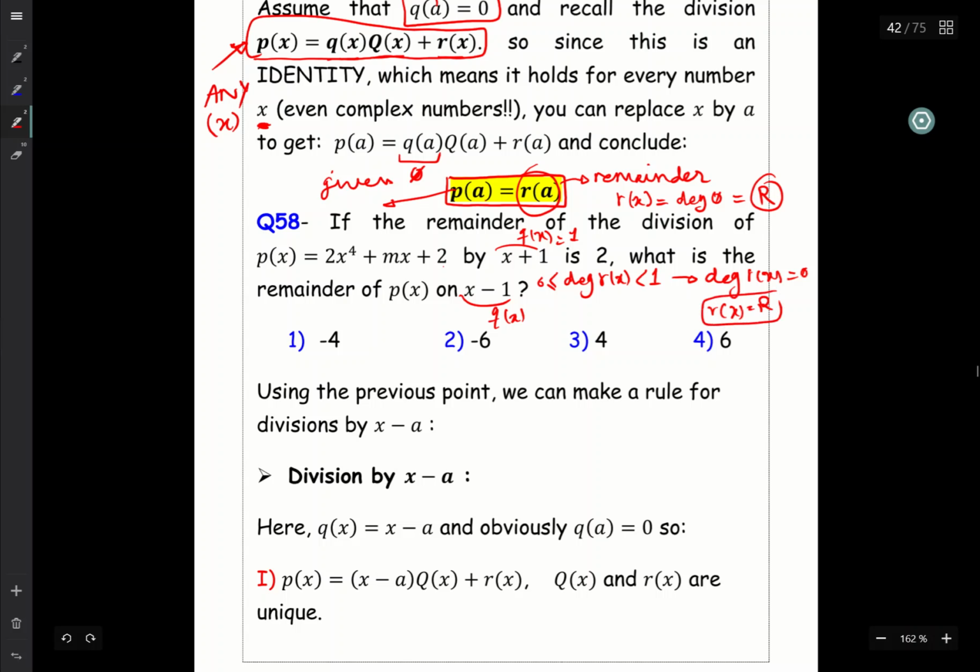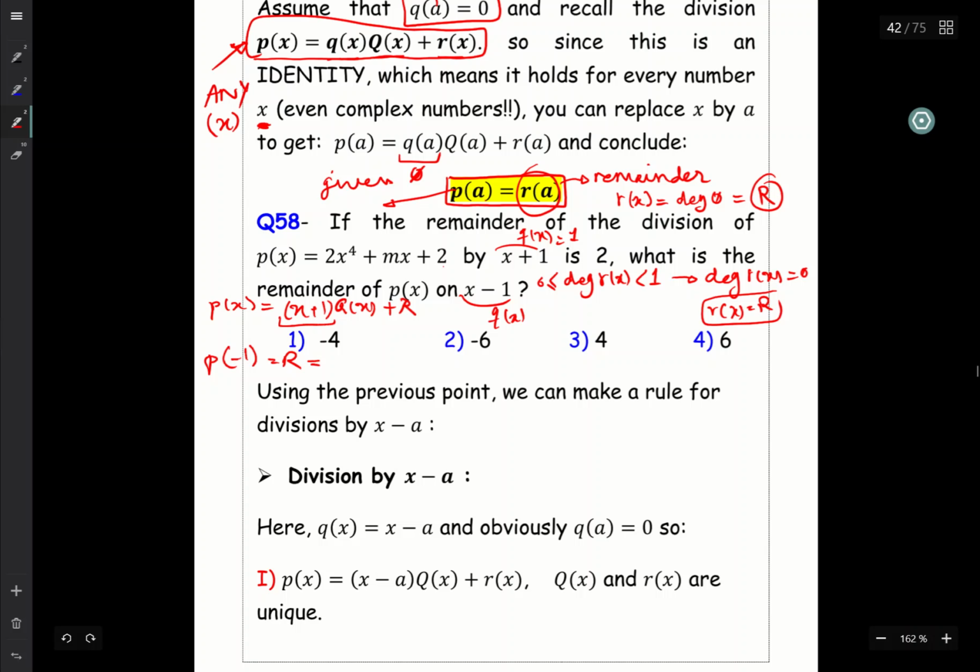Okay? So let's call this p(x) equal q(x) times, and we already know q(x) in the first division, x + 1, times some Q(x), plus some remainder which is constant. And if I evaluate p at x = -1, this term becomes 0, and this gives me exactly the remainder, right?